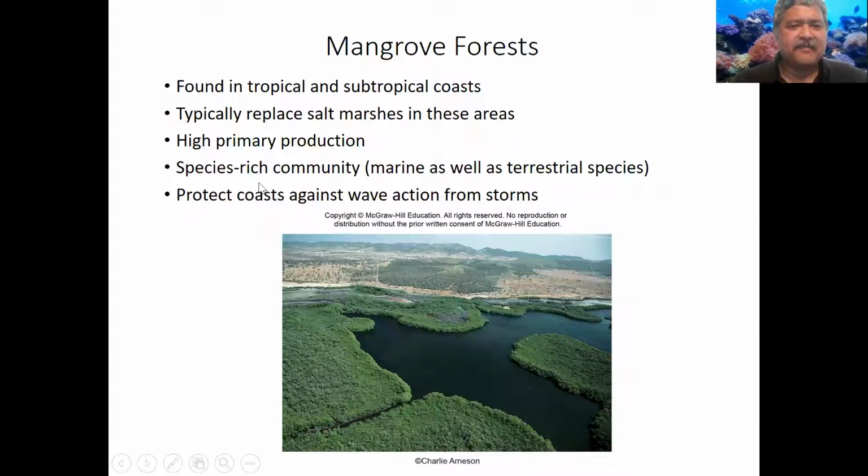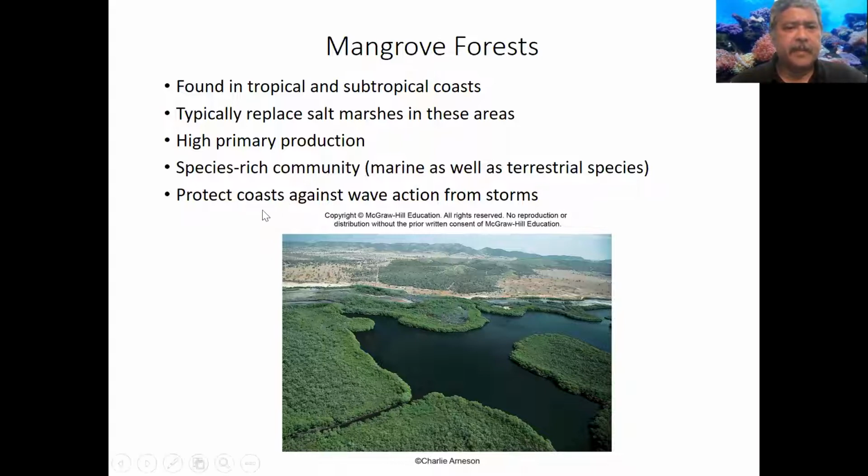And so, also a species-rich community, more so than some of the other estuaries. So it says marine as well as terrestrial species tend to gather up in mangrove forests. The mangrove forests have trees whose roots stick out. Maybe on the next picture you'll see it a little bit better.